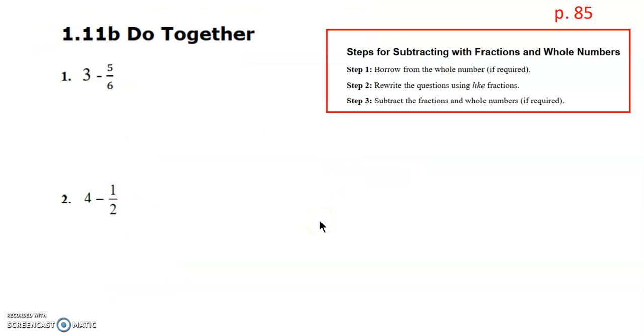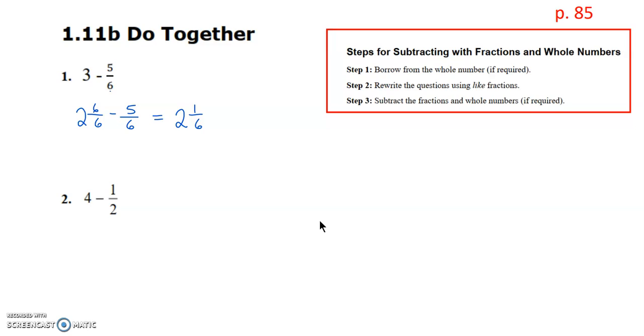So let's take a look at the 4 questions, 1.11b. So the first one, we're going to borrow from the whole number. We've got a whole number minus a fraction. The denominator is 6. We're going to have 2 6/6 minus 5/6 is equal to 2 minus nothing is 2. 6 minus 5 is 1. 2 1/6.